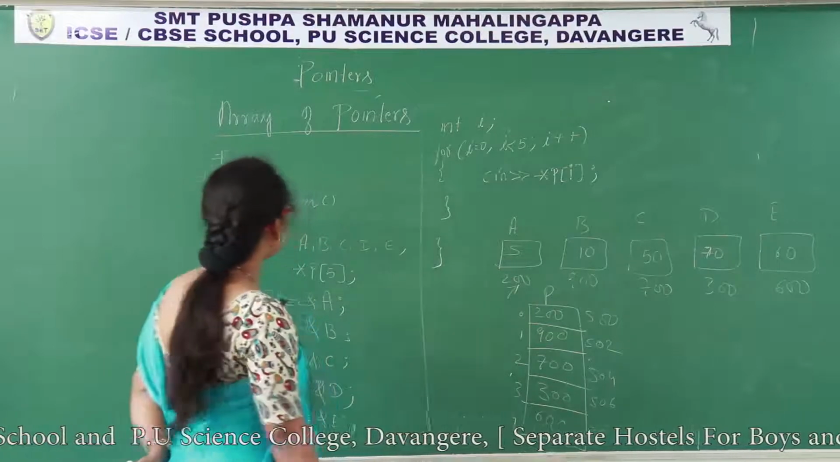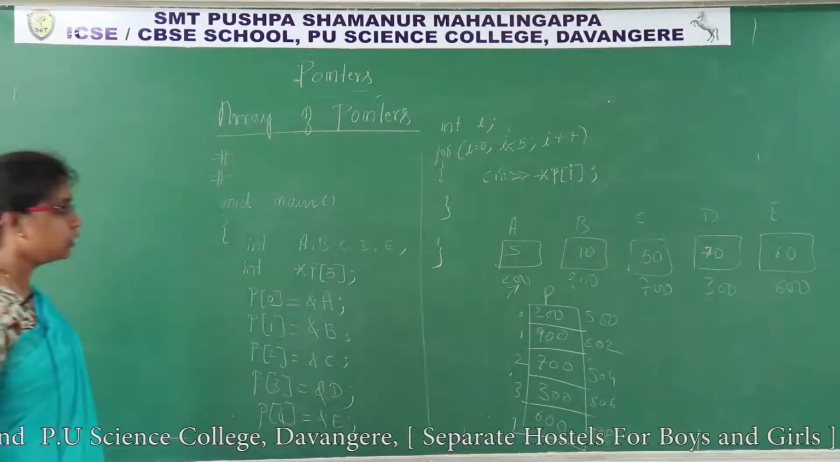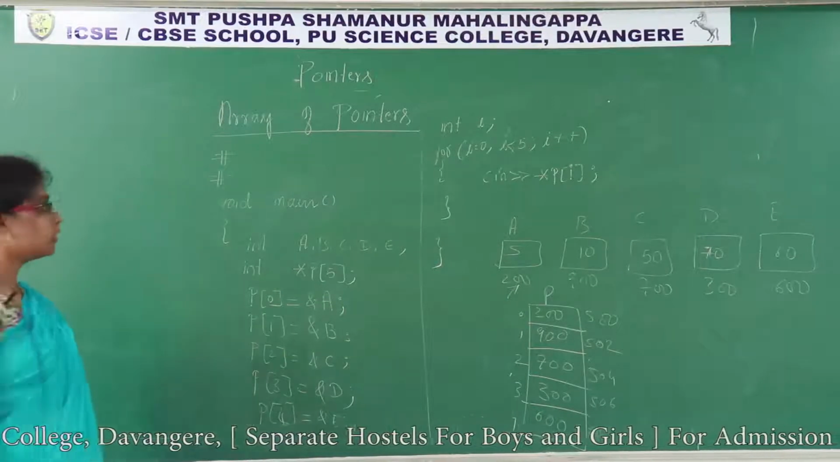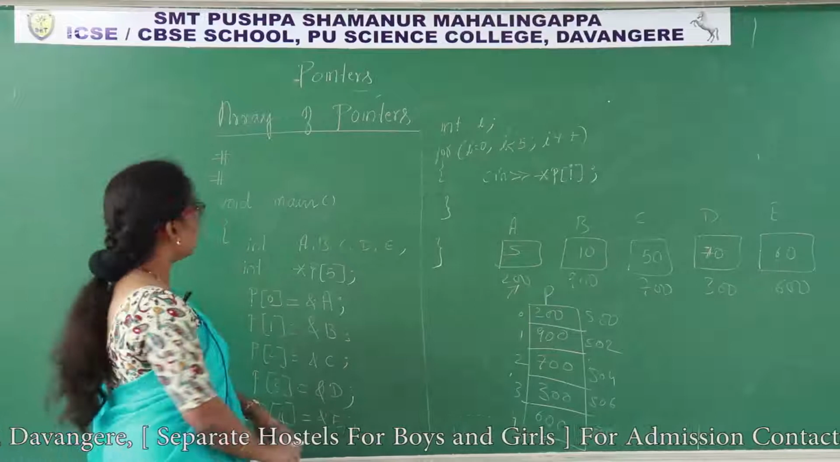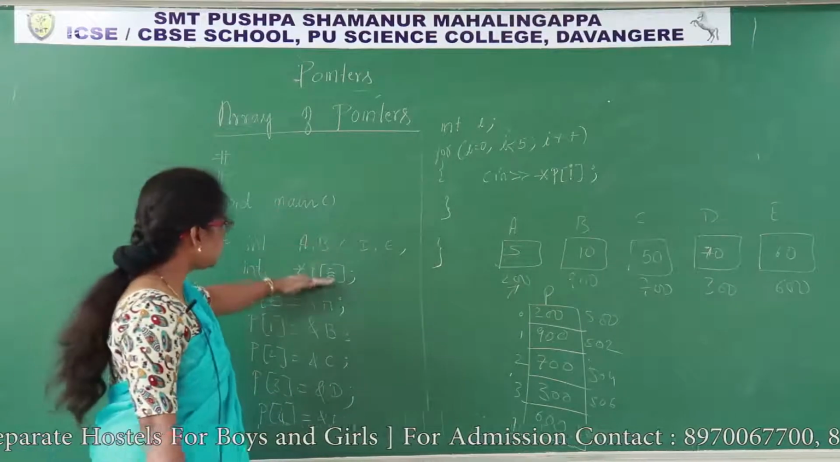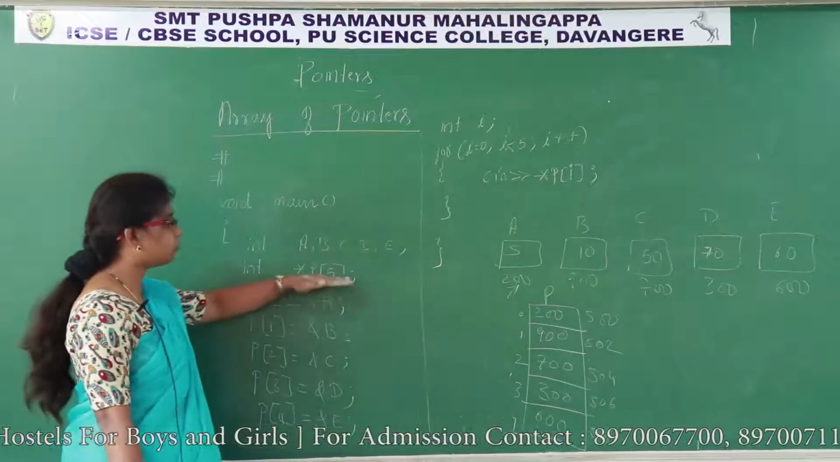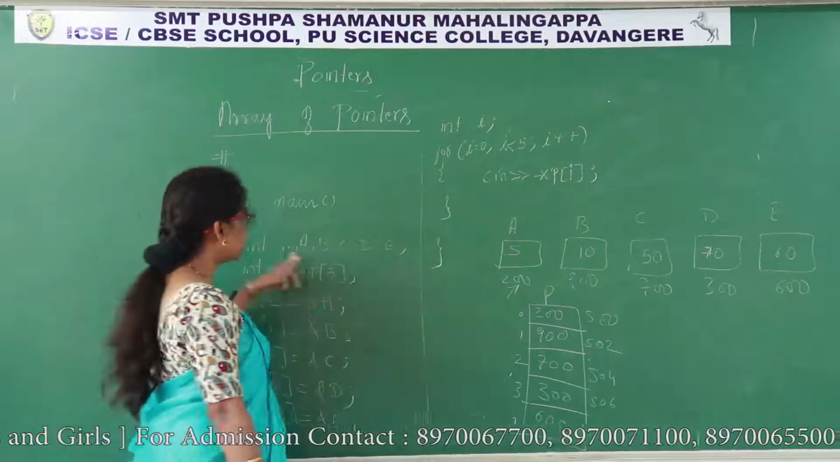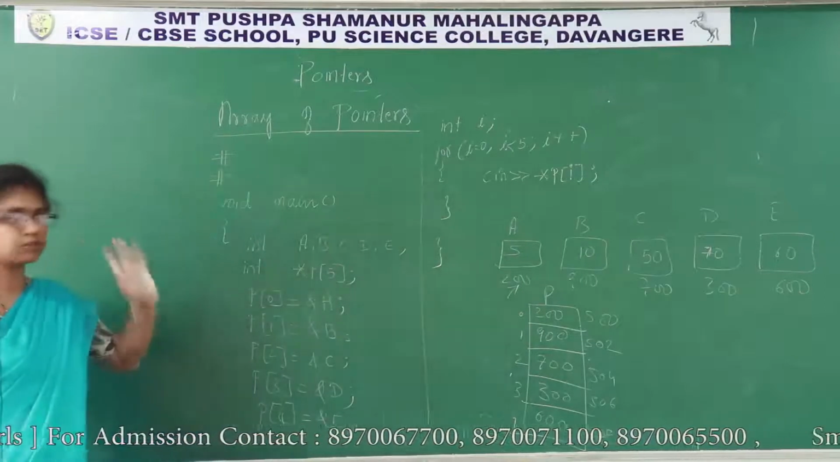So in this way, array of pointers are used to store different memory addresses. So this is an example for array of pointers for isolated variables. P is an array of pointers. P of 5 is an array of pointers for these isolated variables. Understood?